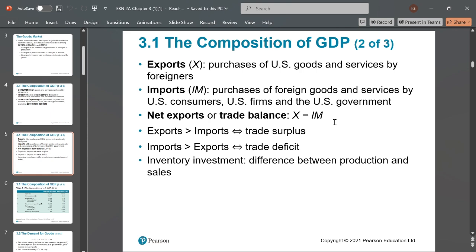Right, and then we've got net exports or trade balance. So this is basically the difference between the exports and the imports, right? So when we are taking out more goods, basically when we are exporting more than we are importing, bringing in goods, we call it a trade surplus because it is a plus. Think of it in this way.